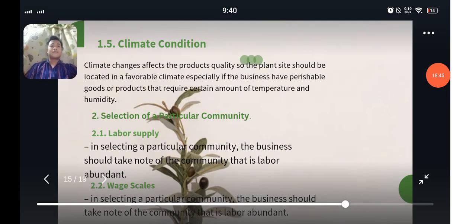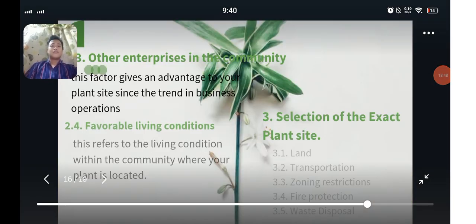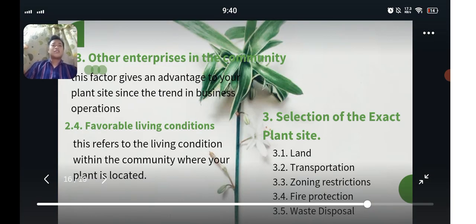Next, other enterprises in the community. This factor gives an advantage to your plant site since the trending business operations.